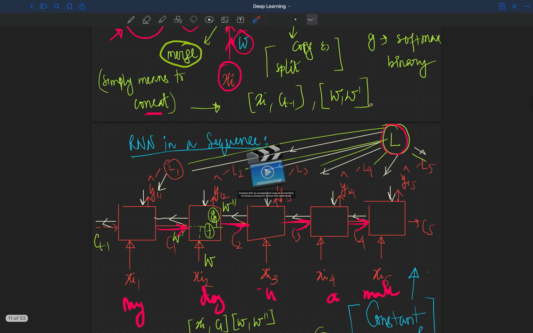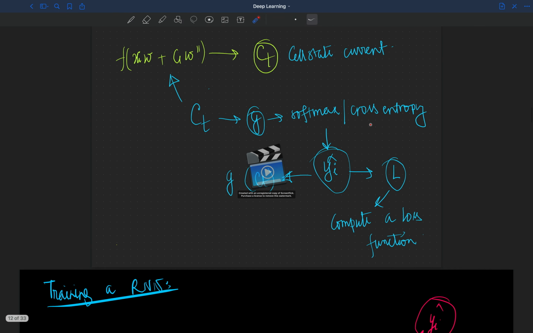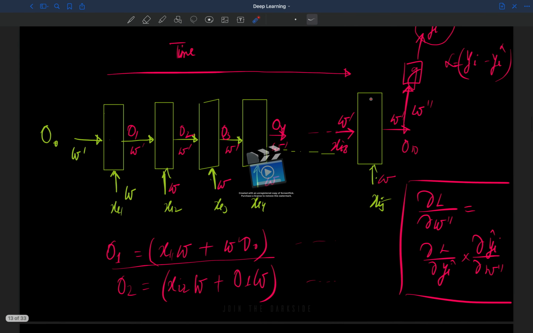Am I missing anything? Nope. Yep, I said loss function concat. Yep, that is it, I believe.